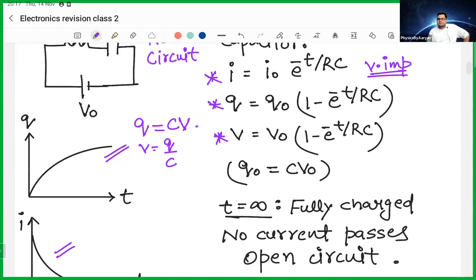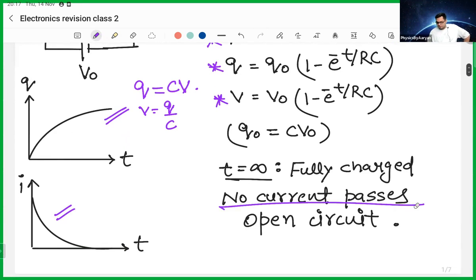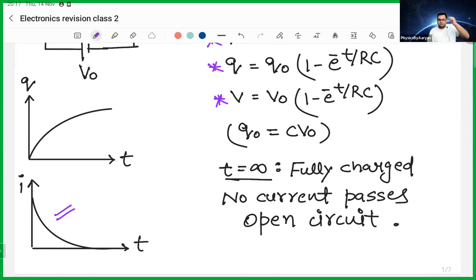Okay? So the last stage is that at time infinity, basically when the capacitor is fully charged, then no current will pass through it, and it will behave like an open circuit. Okay? So what are the things we learned? Capacitor loves change. Capacitor hates constant.